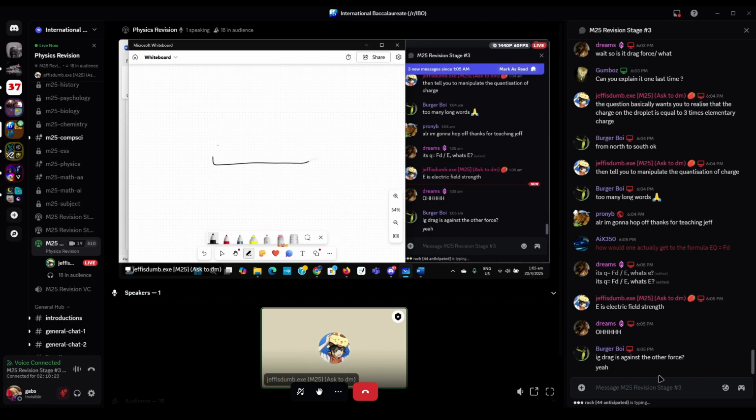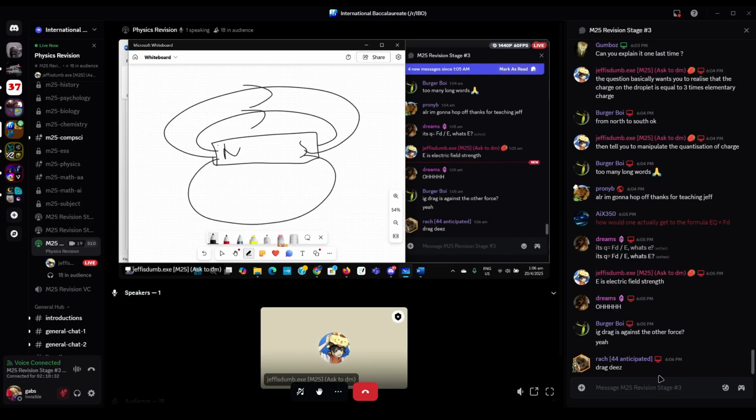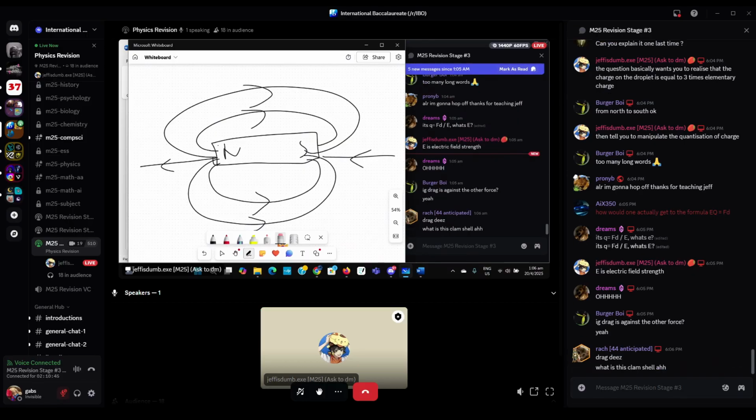Okay, so for a bar magnet, from north to south, you just go like this. I'm just going really quick. Something like this, from north to south, for a bar magnet. Magnetic fields go from north to south.